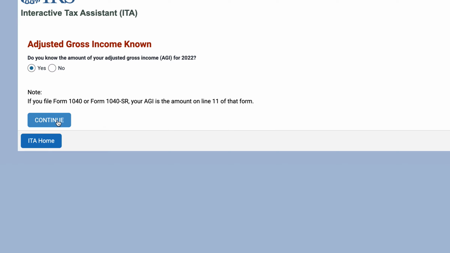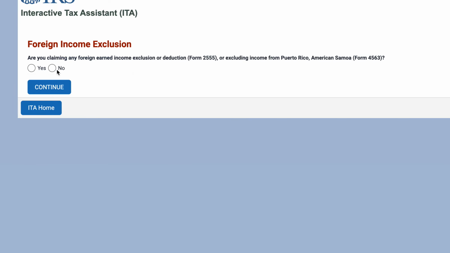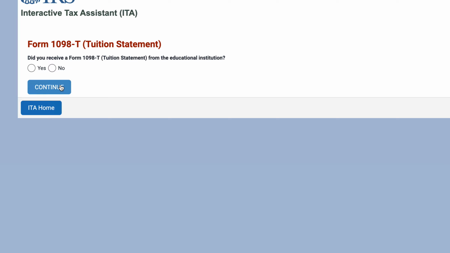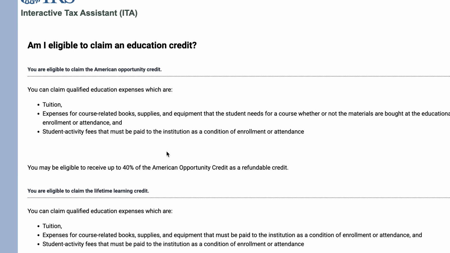Do you know your AGI? So let's just say our AGI is $80,000. Are you claiming the foreign earned income exclusion or excluding income from Puerto Rico or American Samoa because those taxpayers do experience some limitations? We'll say no for this. We did receive a Form 1098. We do have valid tax identification numbers.